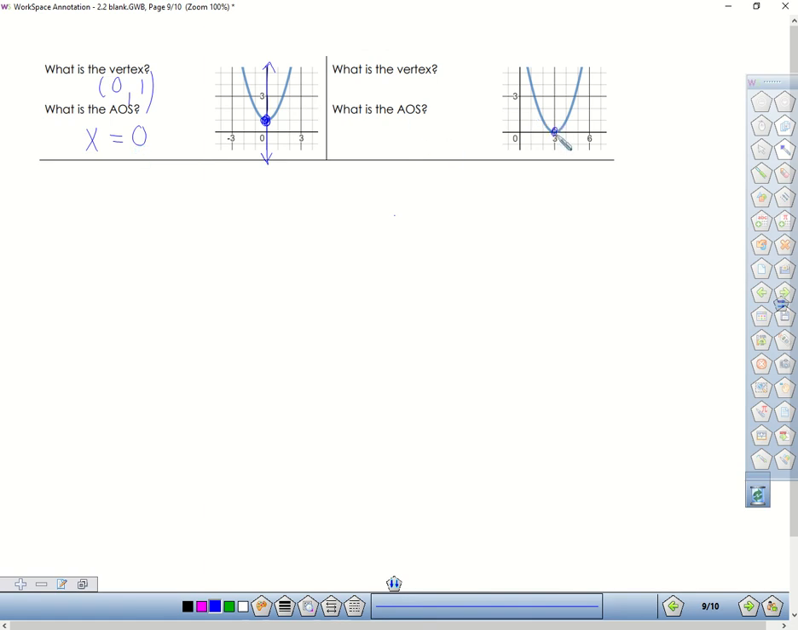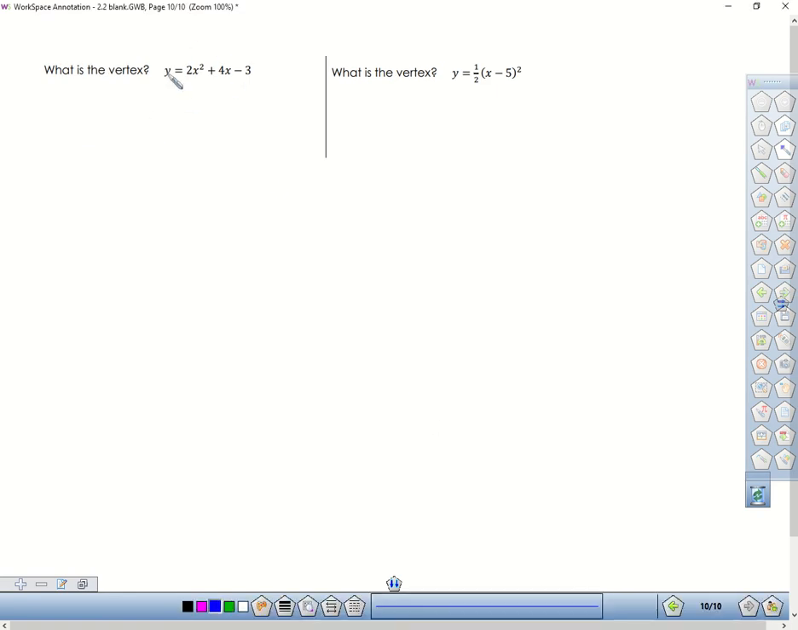What's the vertex of this one right here? And what's your axis of symmetry? Yep, x equals 3. And then last thing, how do we find the vertex of this one? We have to use, if we are in standard form, we have to find the, we could do that, completing the square, but we haven't done that yet. There's another way. The axis of symmetry formula.